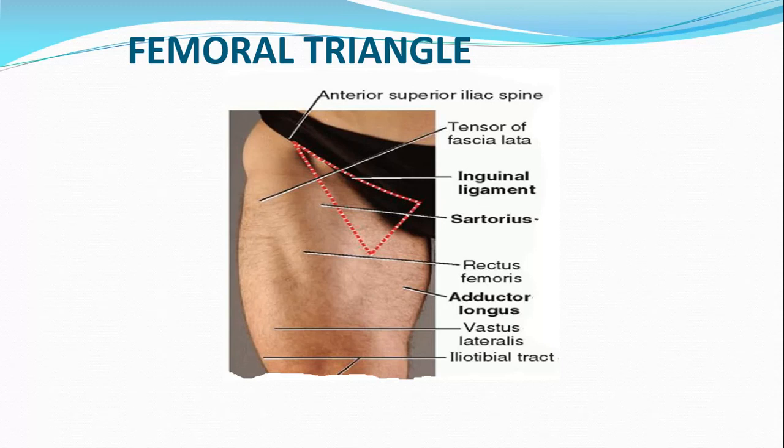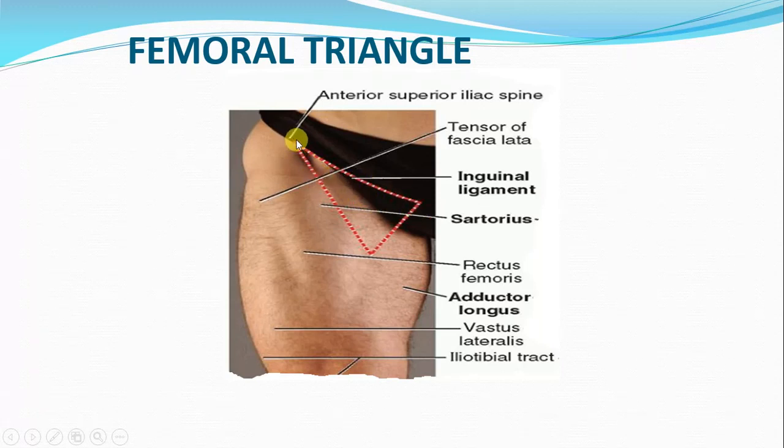If we place our thumb over the iliac bone, we can feel the anterior superior iliac spine. Here is the anterior superior iliac spine, and if we go medially, here should be the pubic tubercle. So this line is actually presenting the inguinal ligament. There is another line.